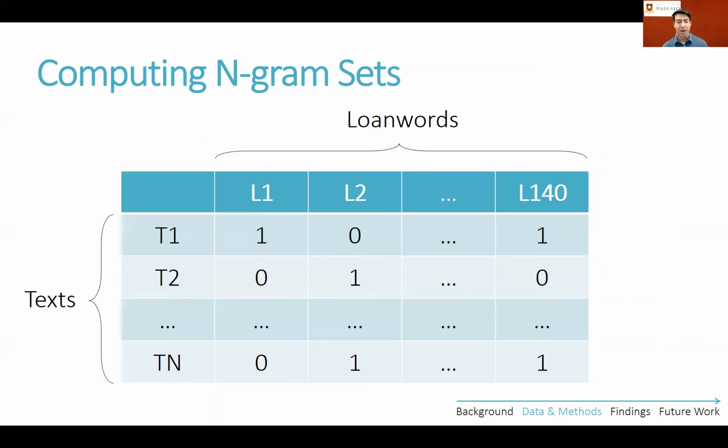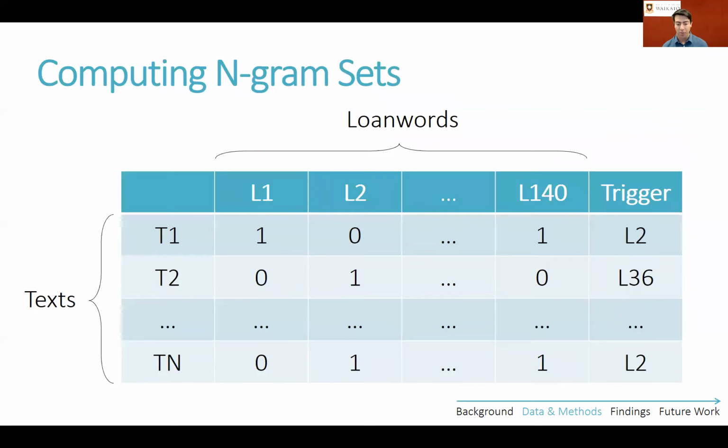We then extracted the complete set of engrams used in each text by building a co-occurrence matrix for each corpus. So here the rows correspond to the different texts and the columns are the different loanwords, so the 140 loanwords in our set.